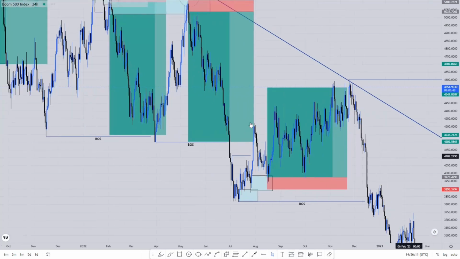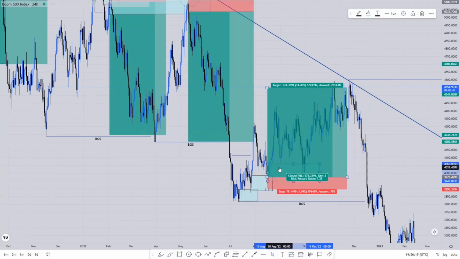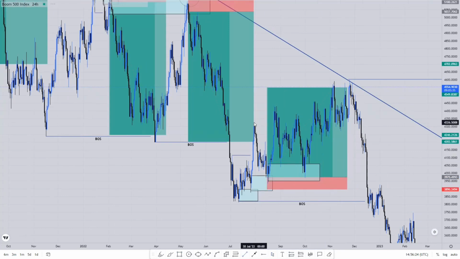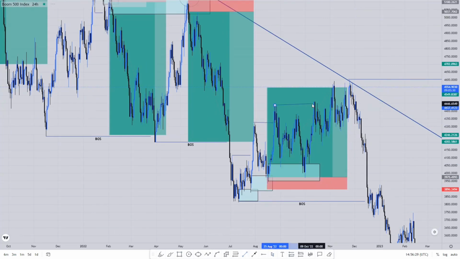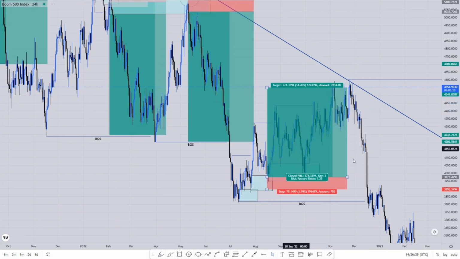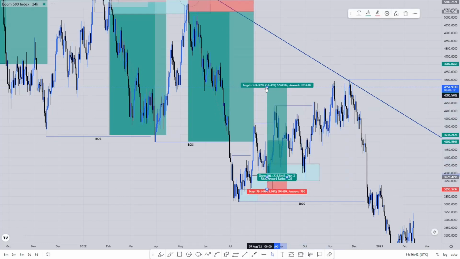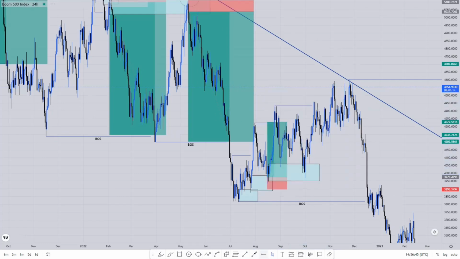After breaking that inner structure, you can see they actually came back again to tap into this zone, which was also fine. Coming back, you could have bought again. So the first target, you could have targeted this one. Second target, you could have targeted this, like this. So first entry, you could have entered here, targeted here. Second entry, you could have entered there again as it came back, targeting here.